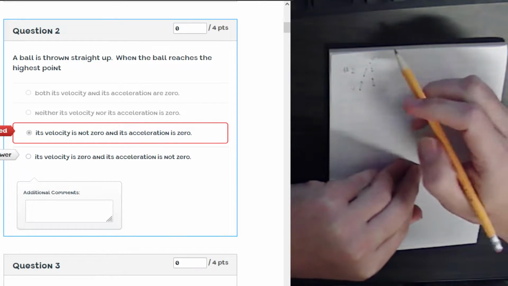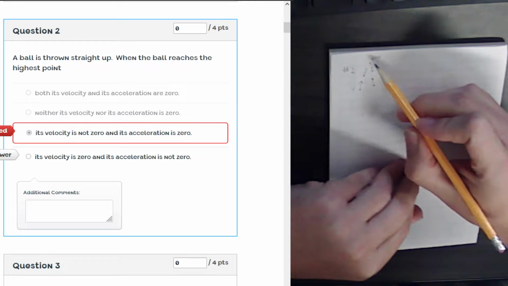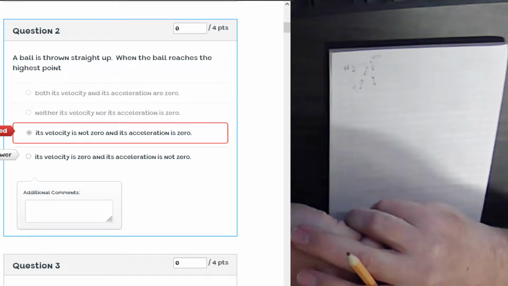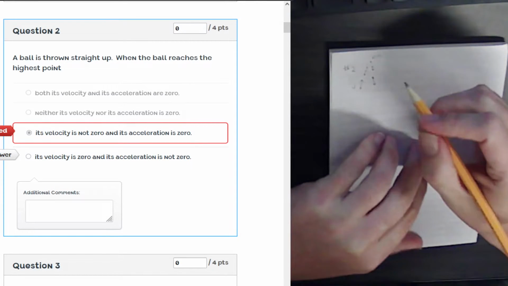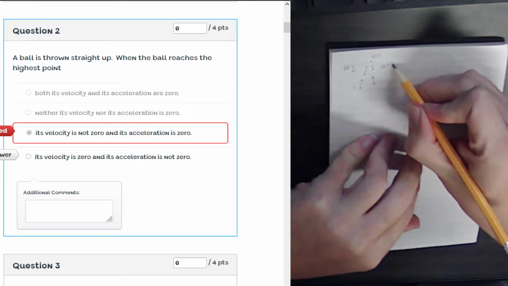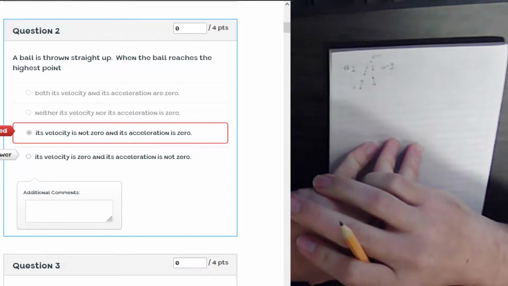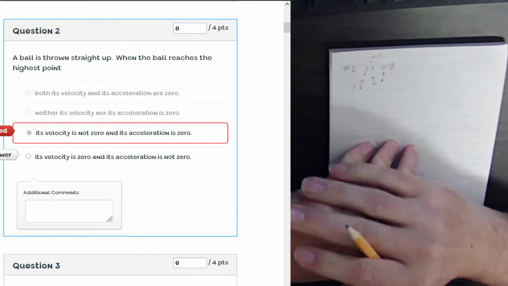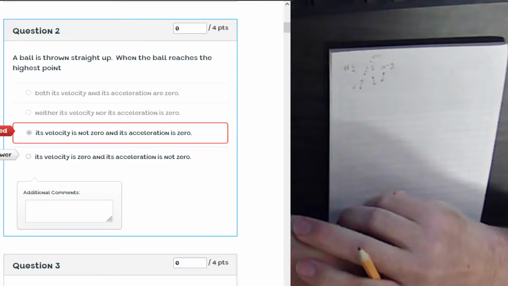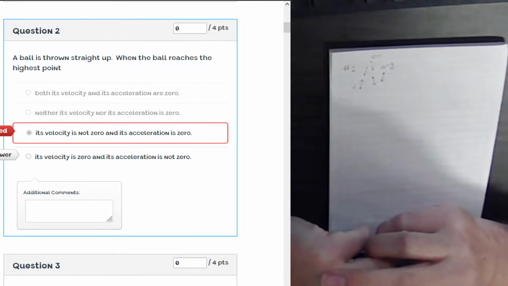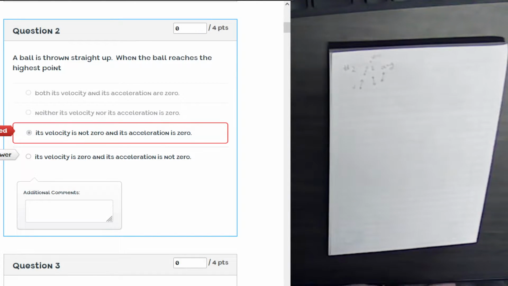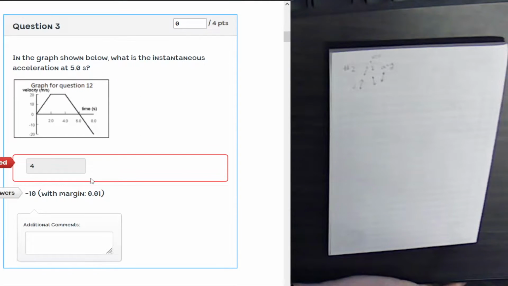So it says when the ball reaches the highest point, well, your velocity is going to be 0 because it's changing direction, so we know this has to be true. And then it also asks about its acceleration. Well, the acceleration is always caused by the Earth, so the acceleration is the acceleration of gravity. So the acceleration is always down towards the center of the Earth. So the acceleration cannot be 0. And the velocity is 0 at the top. So that's it for the first one we're looking at.